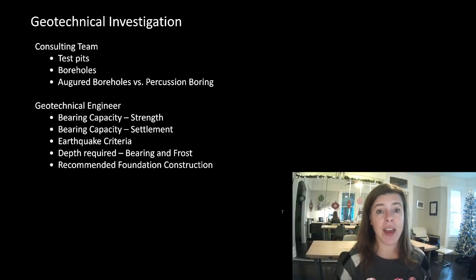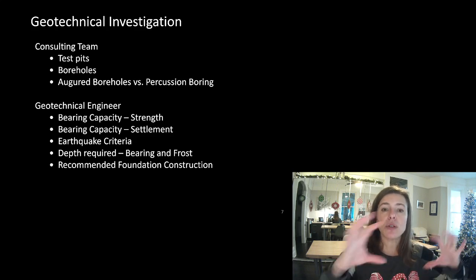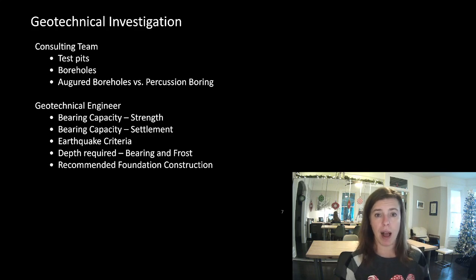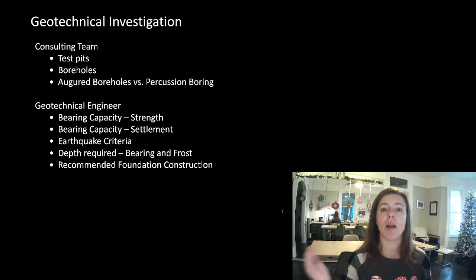Okay. The other thing that is critical from the geotechnical report is earthquake criteria. We're going to talk more about that in lateral load resisting systems, but the way the load gets transferred to a building in an earthquake is through the soil. It is the soil that's moving and the building is going along for the ride. Different types of soil translate that movement in different ways. So you can imagine as the soil is kind of moving around, our building is sitting on it, and if the soil moves differently, our building will move differently. So knowing the earthquake criteria of the soil is critical. They'll also tell us the depth required for both bearing of the strength and settlement and also for frost.